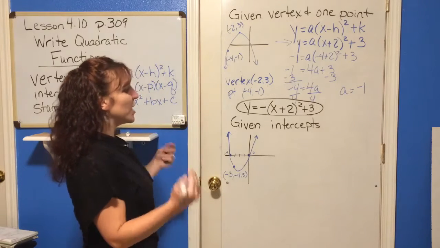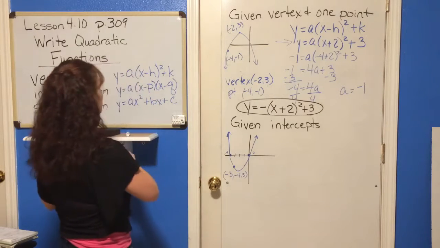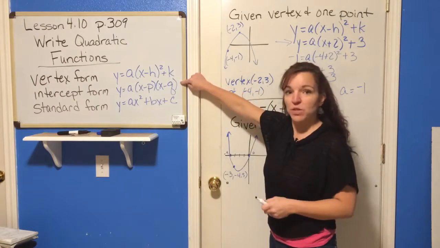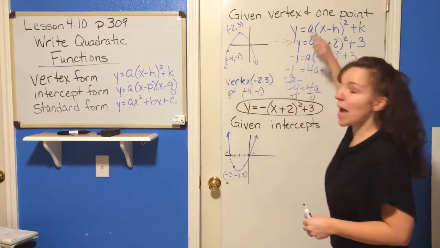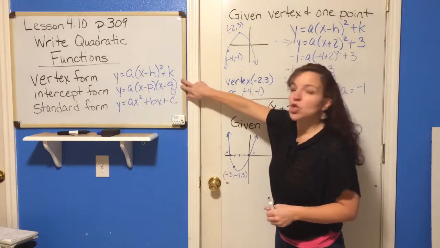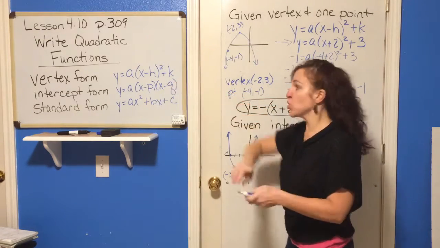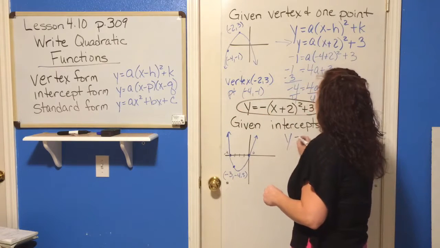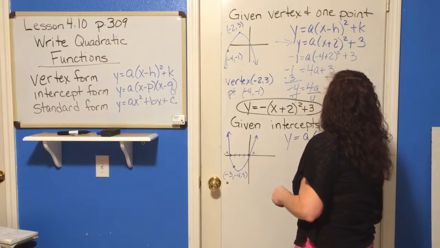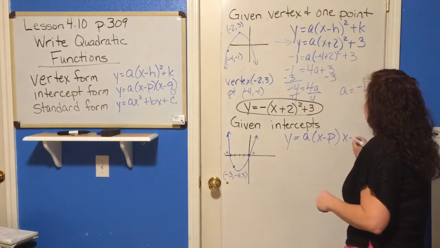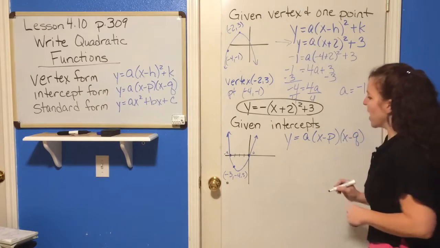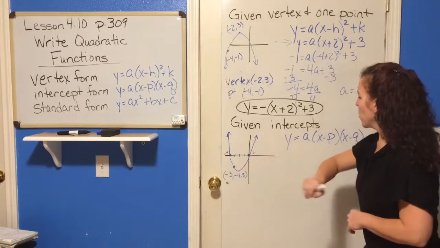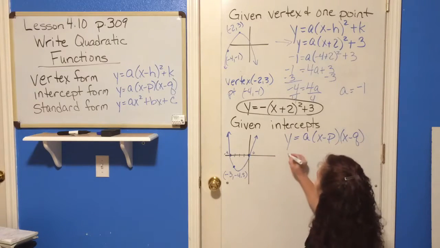What if you're given the intercepts? Well, if you're given the intercepts, then it would make sense that you would want to use the intercept form. So it's going to be the same type of problem, except you've got to know which form to start with. So in this case, we're going to start with the intercept form. y equals a times x minus p times x minus q. And we know that our intercepts are -4 and 0. So we'll just plug those in.